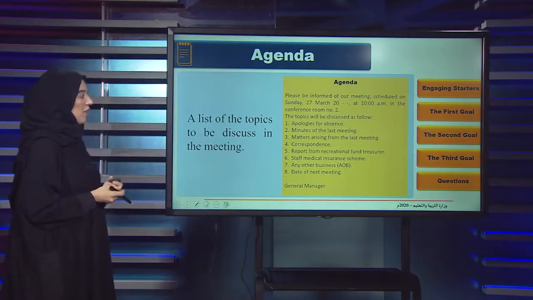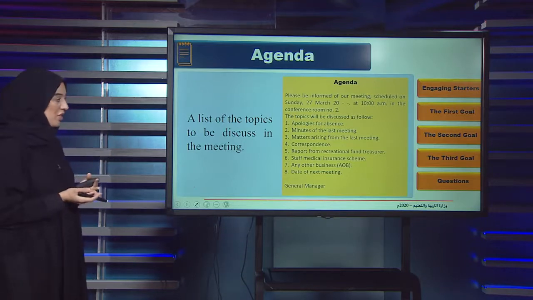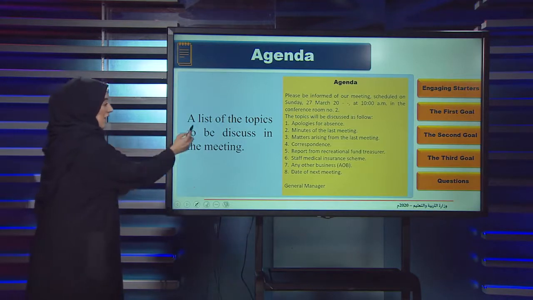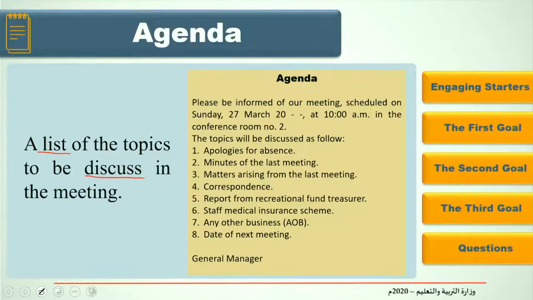Let's move on to our second objective, which is the agenda. What do I mean by agenda? Agenda is a list of topics to be discussed in a meeting. In our meeting that we're going to have, what are the topics that we're going to discuss?